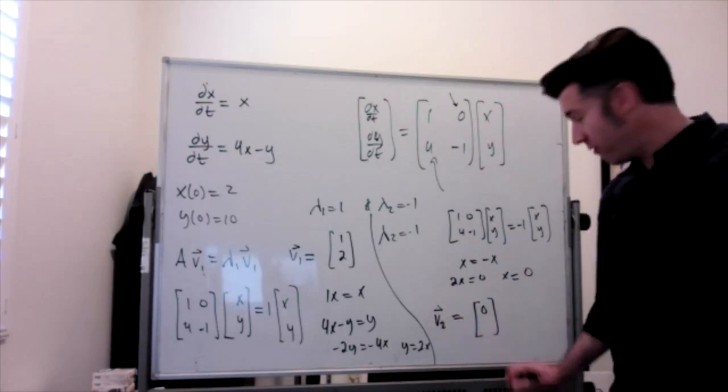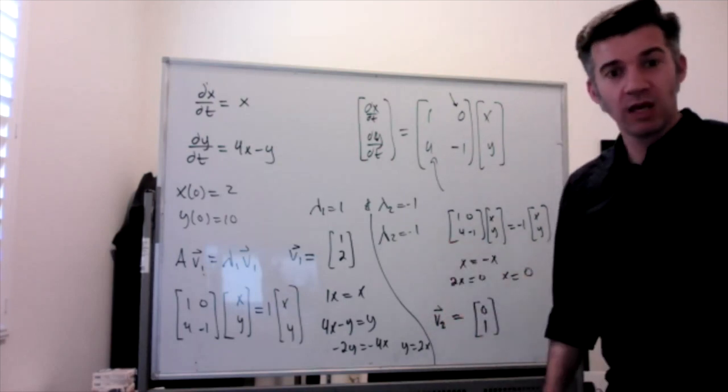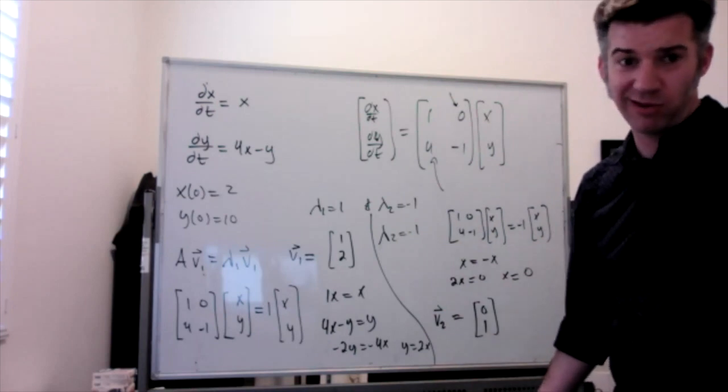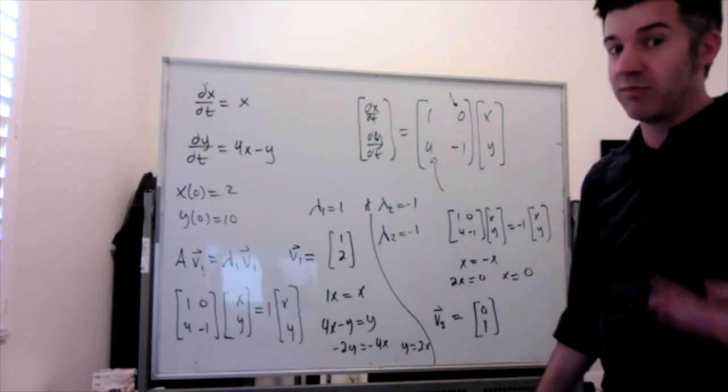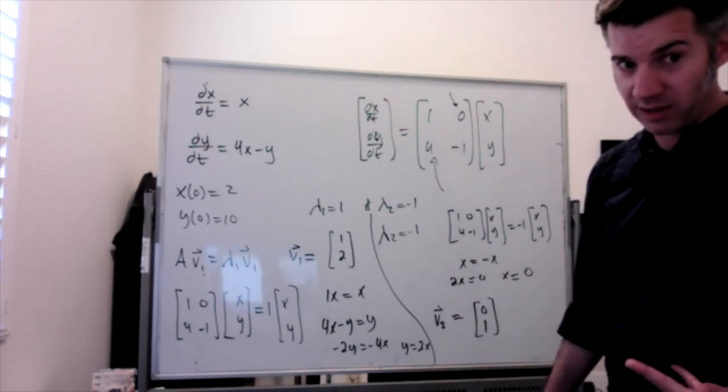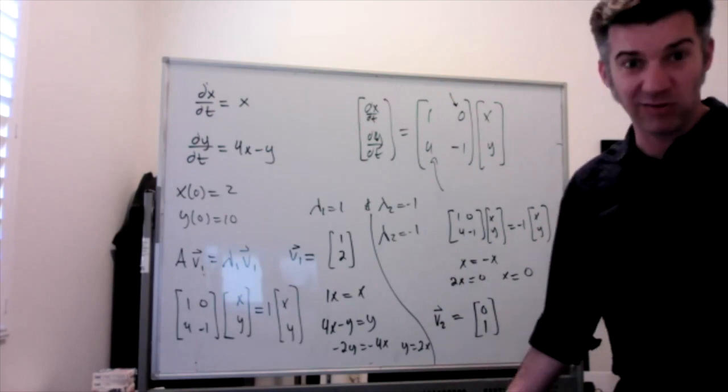So what would you like to have there? Well, I'd like to have 1. But you can pick 5 or 6 or square root of 2. All those vectors would be multiples of each other, so they're all eigenvectors. I'm going to pick 1 though, because that's a pretty standard choice.